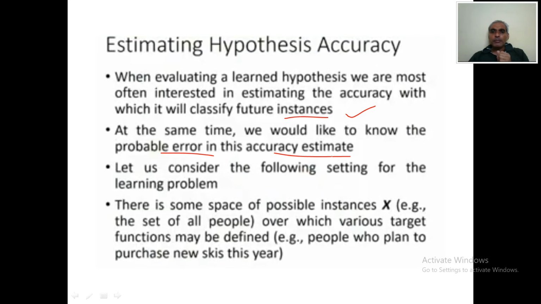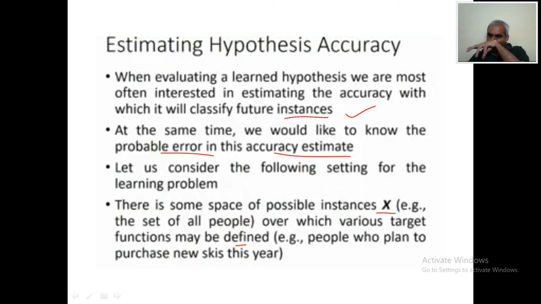Now there is some space, right? So we have got some sample space, and from that sample space you are going to take the instances X. You know that. Let us take the set of all people over which various target functions may be defined. So we have got some instances. Each instance has some attributes, you know it very well. So based on these attributes, some target value is there.